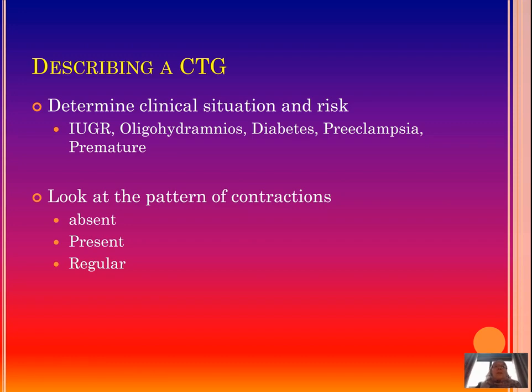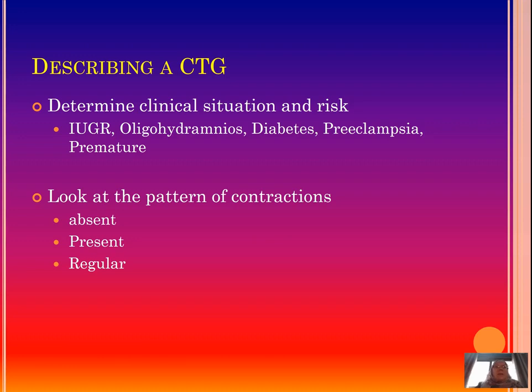So when you describe a CTG, you want to first of all look at the clinical situation and what is important to look for. How low risk and high risk, I already said that. So you want to look for example, has this patient got intrauterine growth restrictions, oligohydramnios, diabetes, preeclampsia? Is he premature? Is it a prolonged pregnancy? Have you got bleeding, pain? Did she complain about reduced fetal movements? So there's a number of things you want to look at within the clinical situation to inform how this CTG relates to the patient's condition and what becomes necessary to do for her.